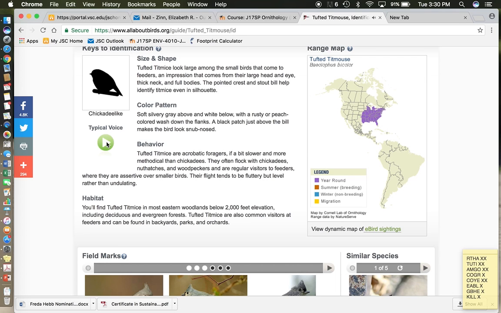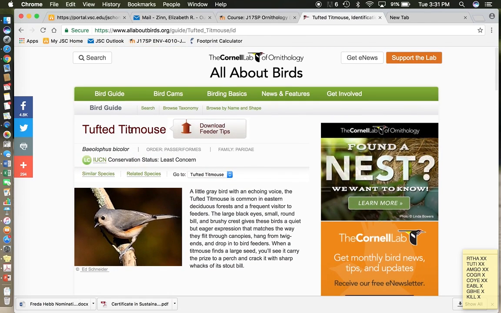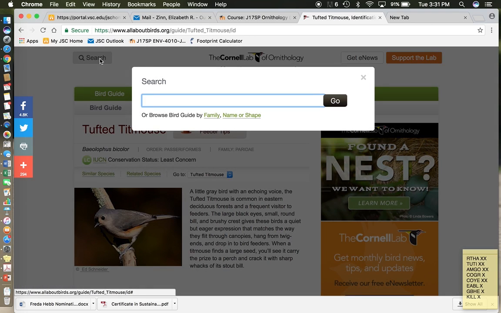So that song makes it sound like it's always the same speed. It's not. So you might be fooled by that at some point. But look for that distinctive sort of two-note phrase. Okay, moving on to our third bird, which is the American goldfinch.